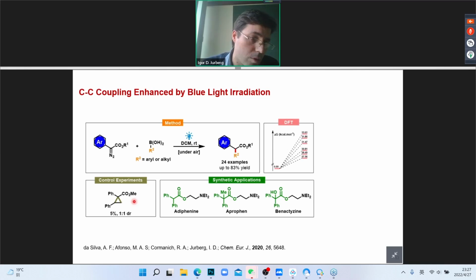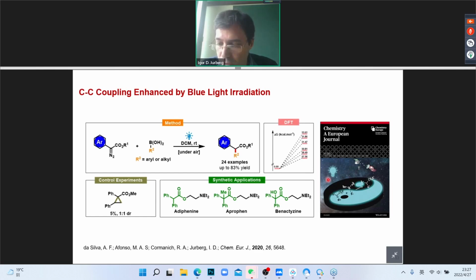We have been able to show, or advocate based on our experimental evidence, that when the reaction works in the dark, this also likely involves a free carbene. We have been able to trap and generate the cyclopropane product in the dark. So I have a cover of the journal. I think it's a nice cover.